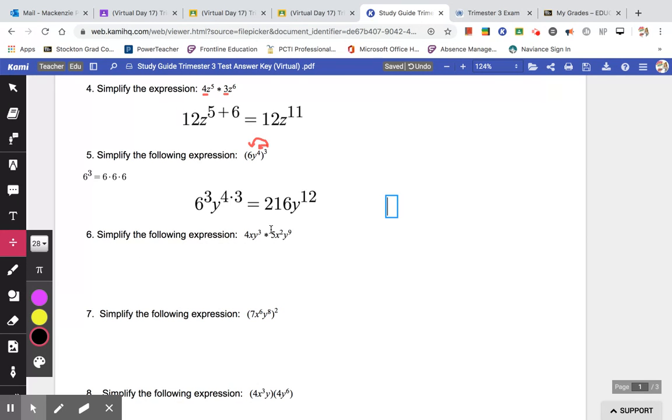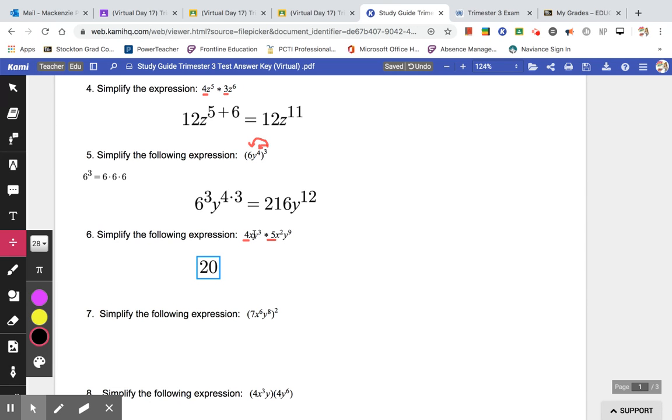All right, if we take a look at number 6, number 6 doesn't have any parentheses, so it's a good way to know that this is going to be not the power to power, but instead the product rule. So when we have product, we always are multiplying our coefficients. So we do 4 times 5 and we get 20.